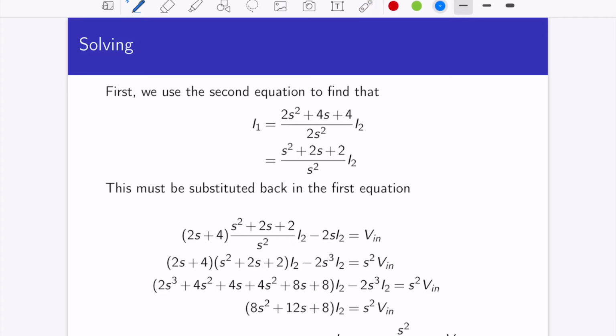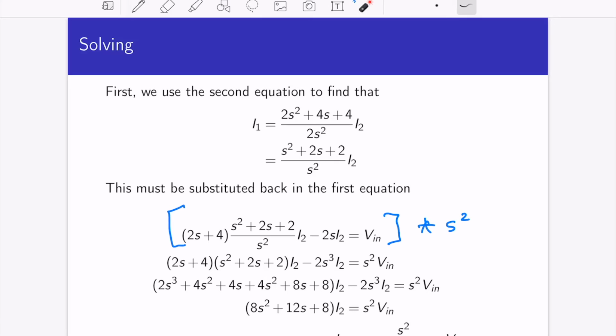So we take this equation, multiply the whole equation by S squared. That will give us 2S plus 4 times S squared plus 2S plus 2, so that S squared in the denominator went away, times I2. And then here, that's where we get an S to the cube, S to the third. And of course, we have to multiply both sides, so we have an S squared over here. So now we just collect like terms. Well, I guess the first thing we do is multiply this whole thing out. Then collect like terms, and then solve for I2 in terms of Vn.